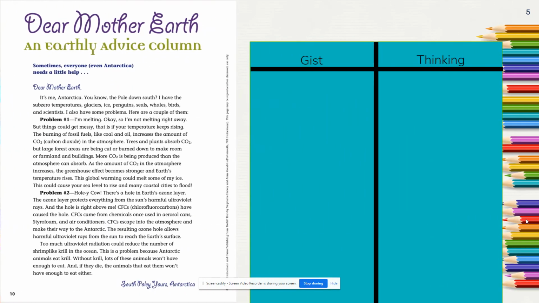I have this two-column chart, which is labeled gist on one side and thinking on the other. Take some time now to copy this blank chart into your reading journal. You can pause now to do this. Okay, now that you're back, go ahead and put your pencil down. You'll not need it for now. In the first column, I'm going to write down the big ideas of this section. Then in the second column, I'm going to write down my thinking.